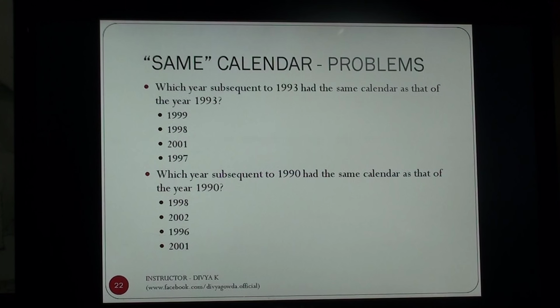And another similar question you have got, which year subsequent to 1990 had the same calendar as that of 1990? Again you have got 4 options for that. So in a regular method, if you go through any book, it is a very lengthy procedure. So I'll give you the best shortcut method to solve this problem. You don't even need 10 seconds to get the right answer.